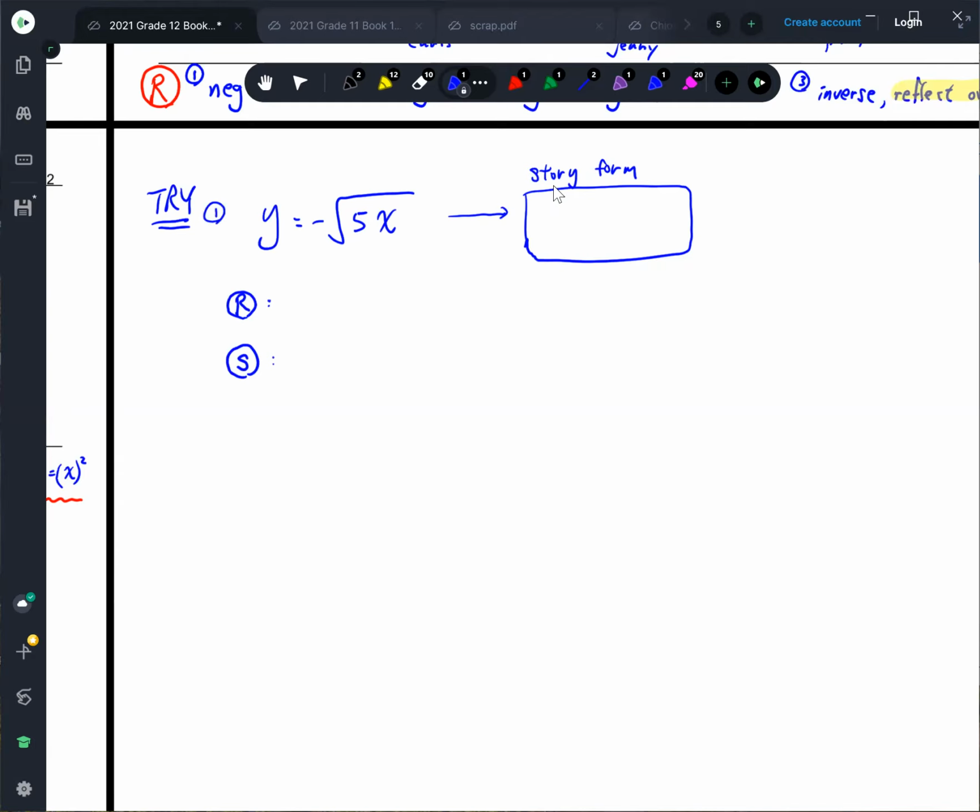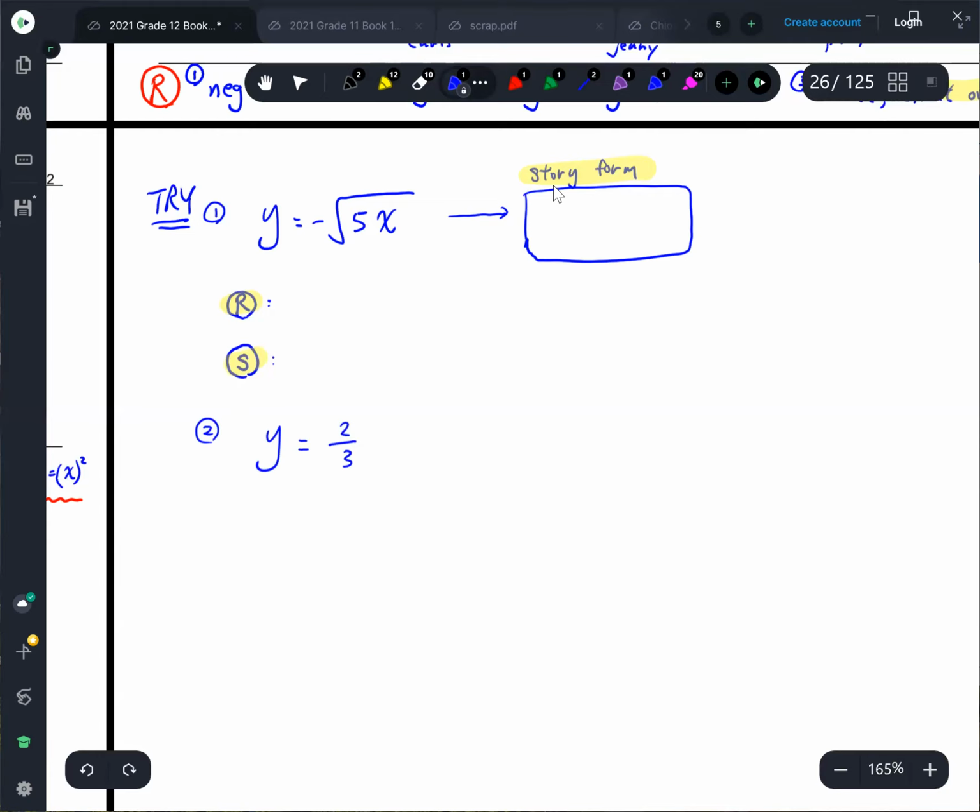So this is the kind of homework you will get. I'm going through this to make sure you know what to do on the homework. You need to show me story form, the R and the S. If there's nothing for the S, you just say none. Or if there's no reflection, you just say none. Okay, just question 1 for now. Please raise your hand if you have an answer for number 1.